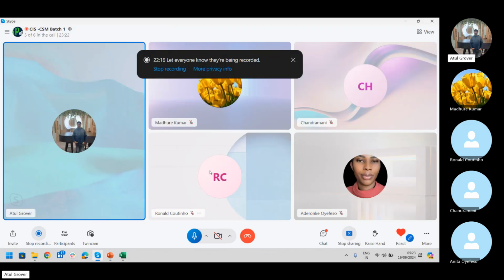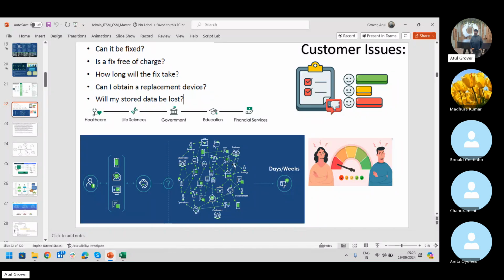Like Ronald says, incident. Unless you divide or define what is an incident and what is a case, your agents will not understand. For them, everything is an incident. And if it is an incident, then definitely it will go through different processes, a different life cycle. And the issue which can be sorted out quickly is taking more time now because there is no process in the background.